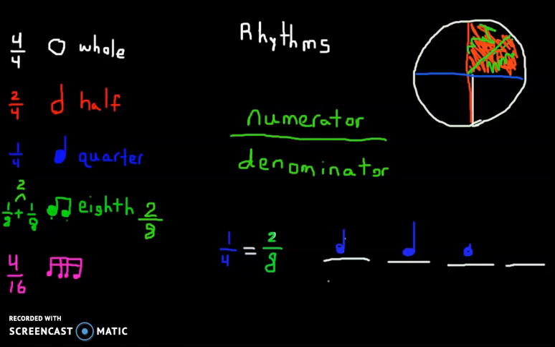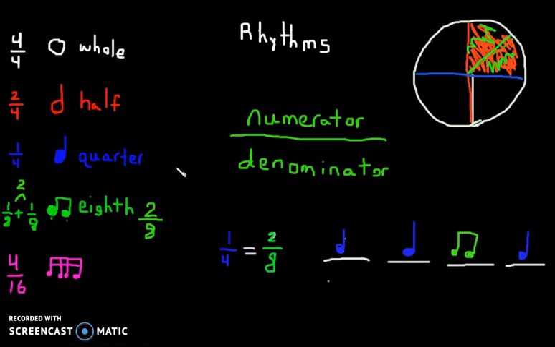Oops. Let's go back. Teachers do this rhythm right here. Say you're in a noisy classroom and the teacher's trying to get your attention. They're going to clap this beat. And when I clap it, it sounds like this. Or how it says, ta, ta, ta, dee, ta.